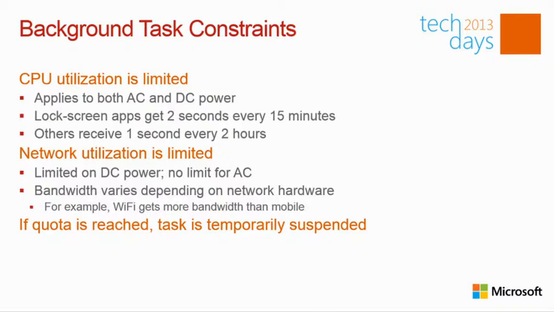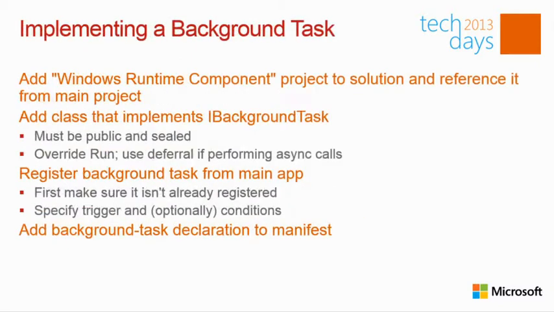That should not be a significant limitation, because remember, the idea in these background tasks is to be light and efficient. It's fine to make a simple call out to a REST web service somewhere, get some data back, but you would not want to attempt to upload or download a 100 megabyte file. There are other APIs that specifically allow you to do that. Now, with that, let's talk about how you implement a background task.